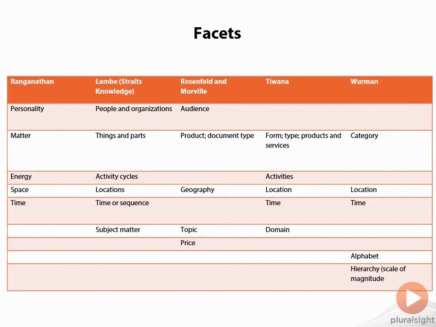You can look at it by subject matter or topic or domain. If you've got tiers of pricing, that's another way to do it. You can also do it by alphabet, which I think is a little lame, and hierarchy or scale and magnitude. So different ways that you can create the facets or the ways that you're breaking things down.